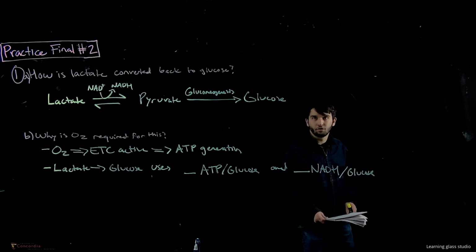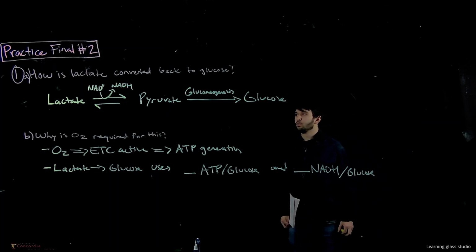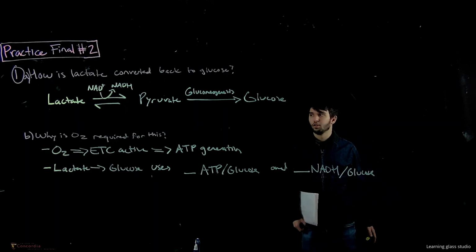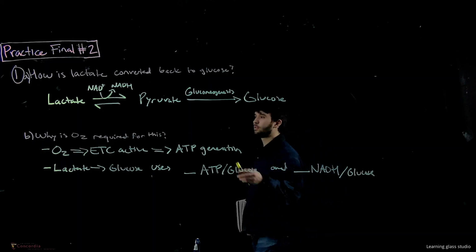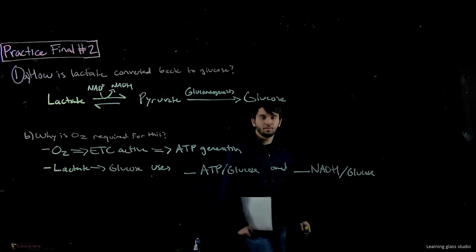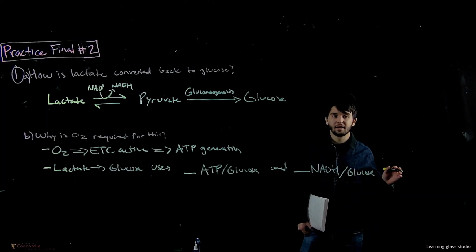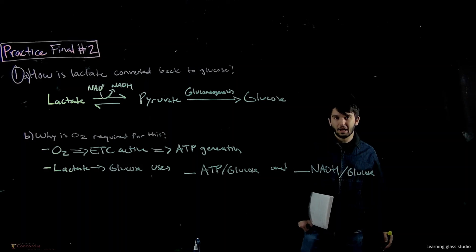All right, so question 1A is asking, how is lactate converted back into glucose? So lactate is made as a result of fermentation. So fermentation converts pyruvate into lactate. Why does it do that? It does that because glycolysis builds up a lot of NADH, and in order for glycolysis to run, that NADH needs to be converted back into NAD+.